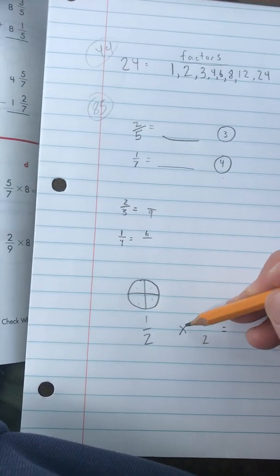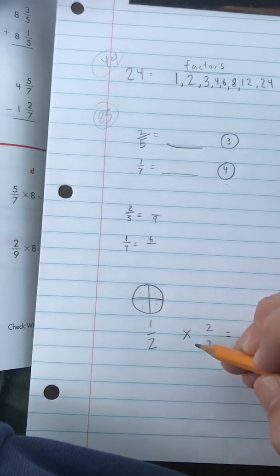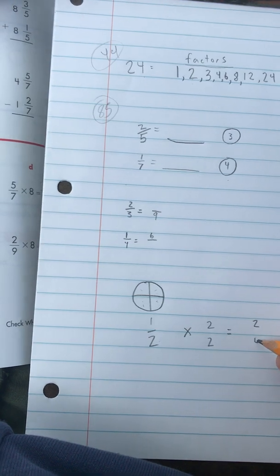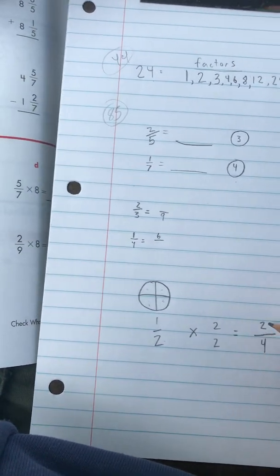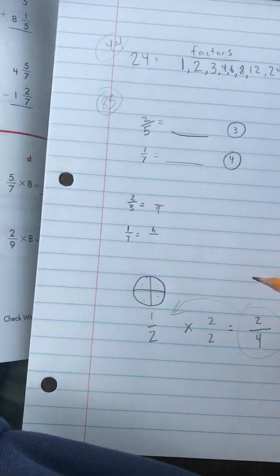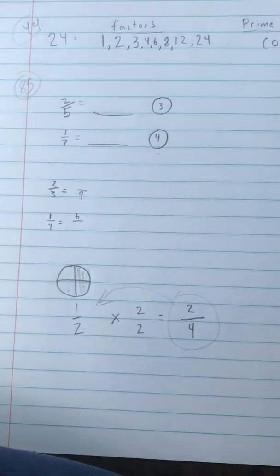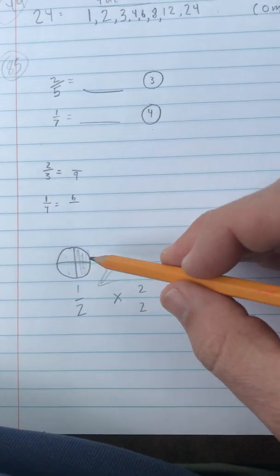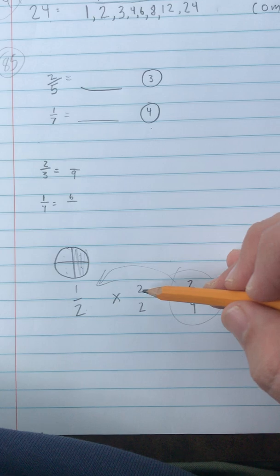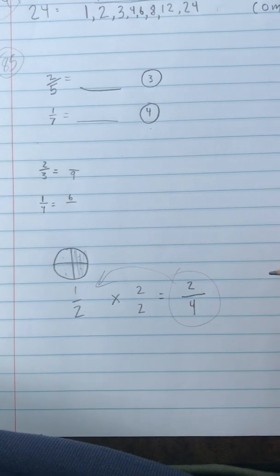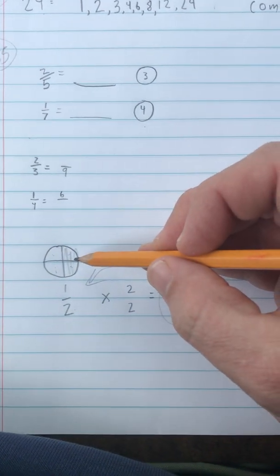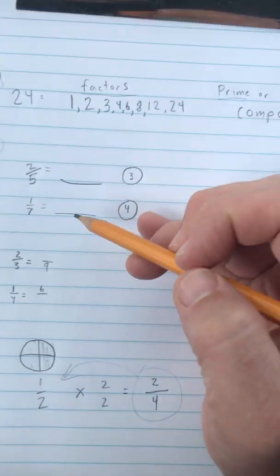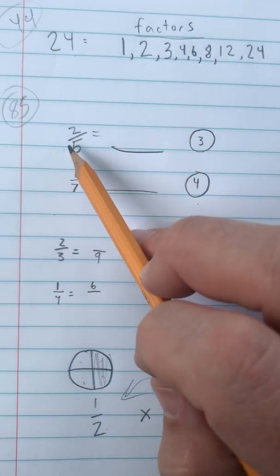If we multiply 1 times 2, we get 2. If we multiply 2 times 2, we get 4. It shows us that 2/4 is equal to 1/2. So it still doesn't change the value when we multiply the top and the bottom. It just gives us a different fraction that equals the same thing. It's equivalent. So you've got problems today on this page that look like this.